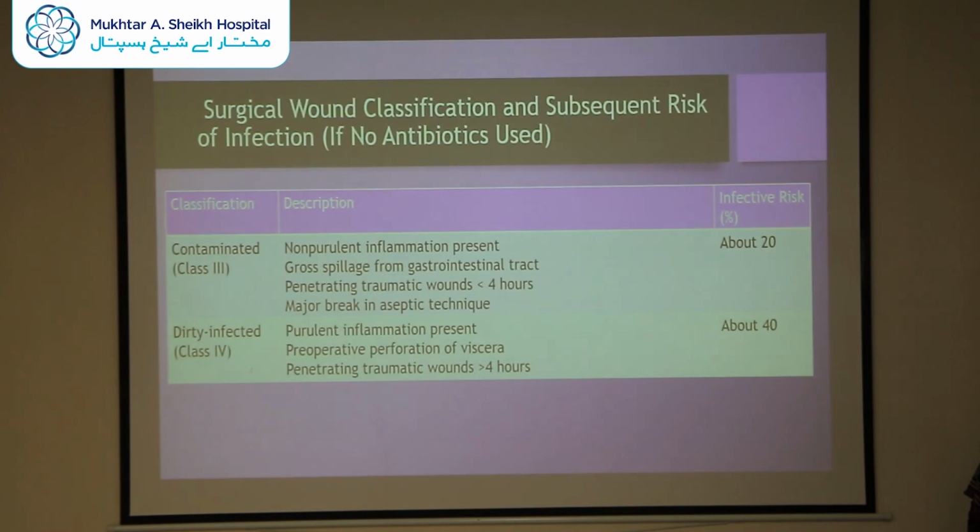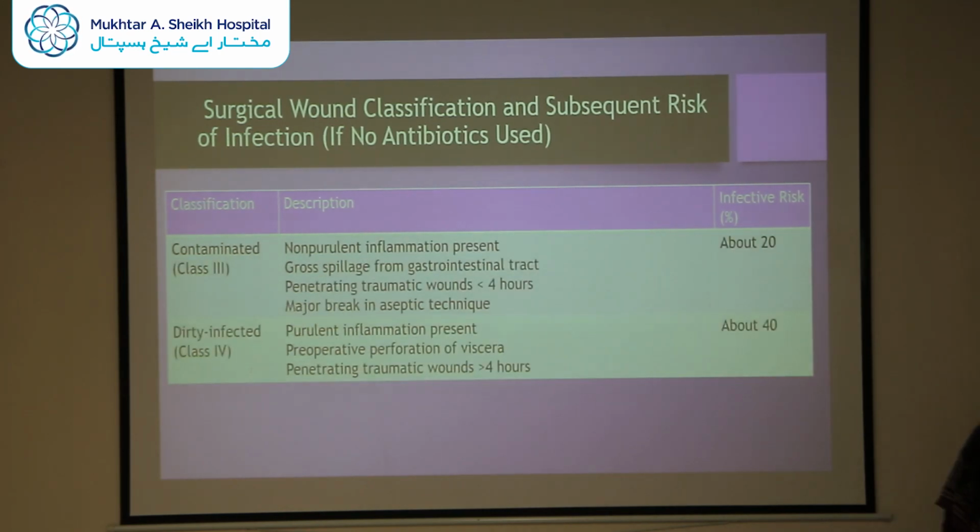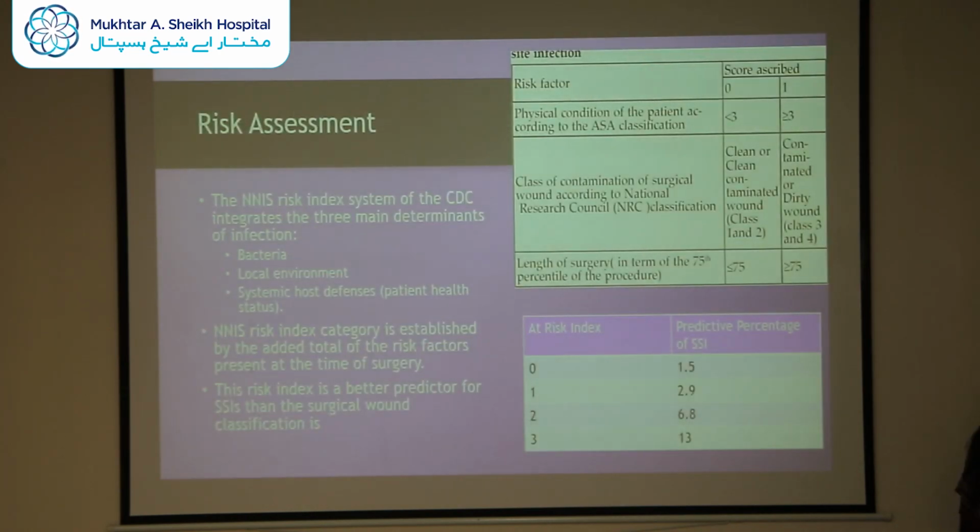So then these also determine the rate of infection. For example, with clean surgery, even if you don't use antibiotic, the risk of infection is less than 2%, whereas in clean contaminated without antibiotics it's less than 10%. In contaminated cases, that is there is presence of non-purulent infection or gross spillage from the GI tract, penetrating traumatic wounds less than 4 hours, and major break in aseptic technique, the risk of infection is around 20%. And in dirty infected wounds, that is class 4, there is pus, there is also preoperative perforation of viscus and penetrating trauma wounds. Infection risk is around 40%.